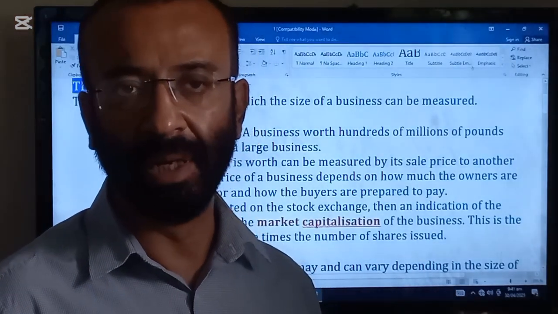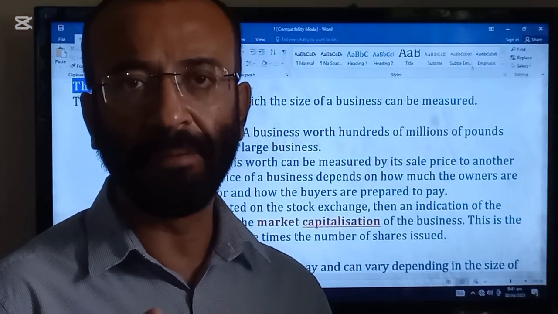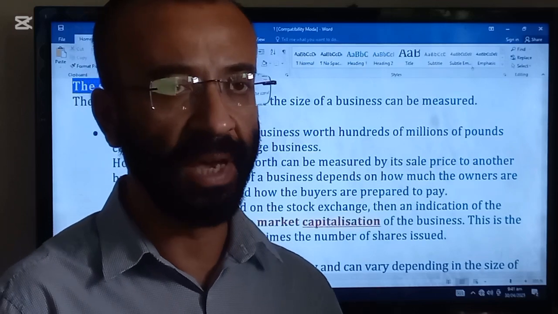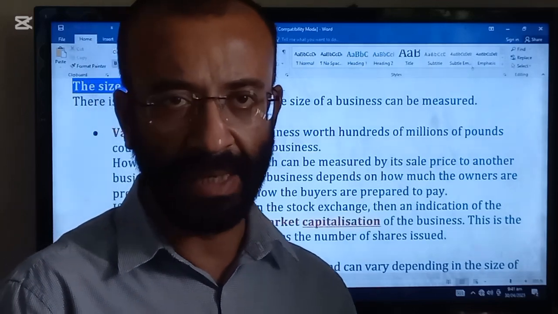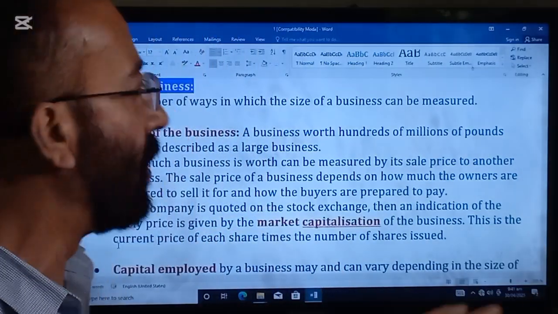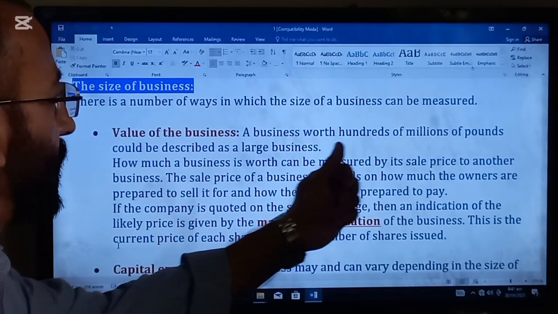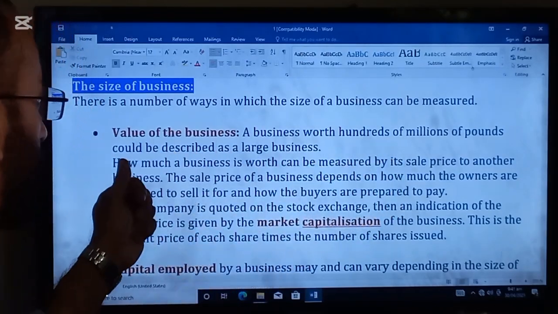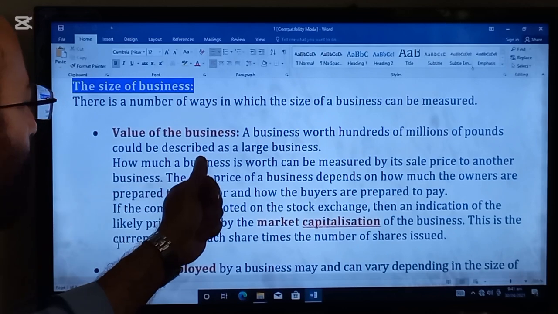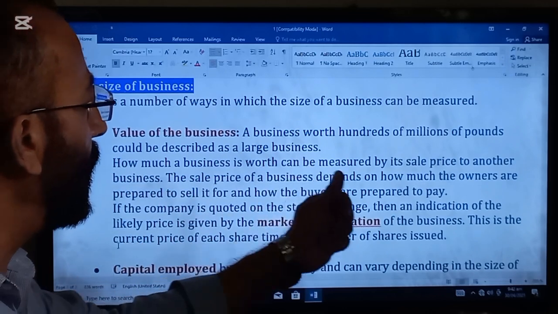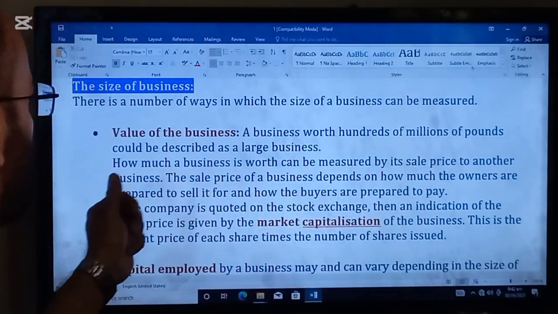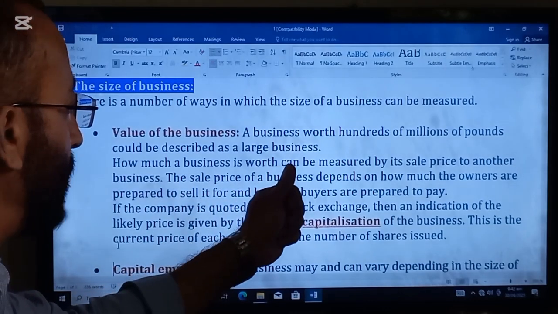So, today we will learn how the size of a business can be measured. What are the ways to assess the size of a business in an economy? There are a number of ways in which the size of a business can be measured. The first method is the value of the business. A business worth hundreds of millions of pounds could be described as a large business.